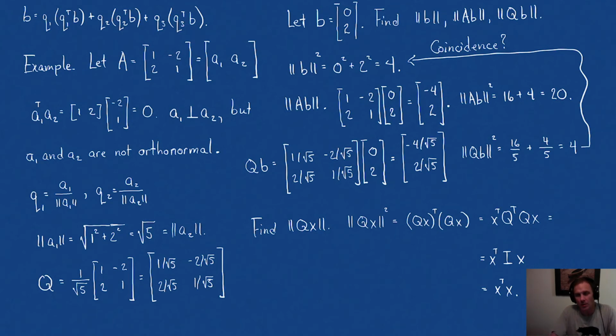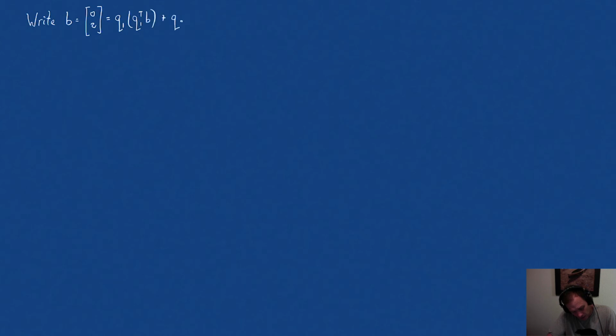Okay, we're going to do one more example with this. Or we're going to continue this example, and that is we're going to go to another screen and write b, which we said is (0, 2), as q1 times q1 transposed b plus q2 times q2 transposed b. And remember that this is just in R2, so there's only going to be q1 and q2, which we have found. So let's do this.